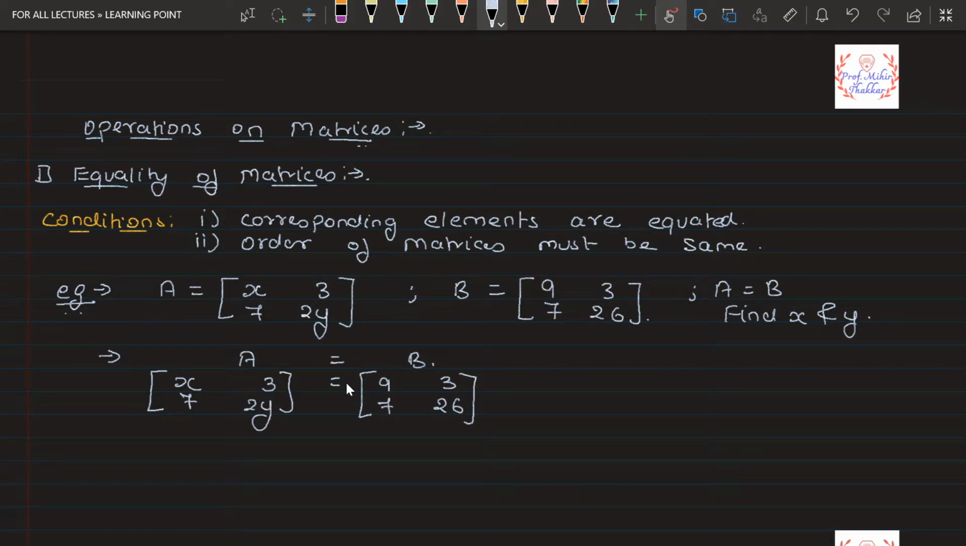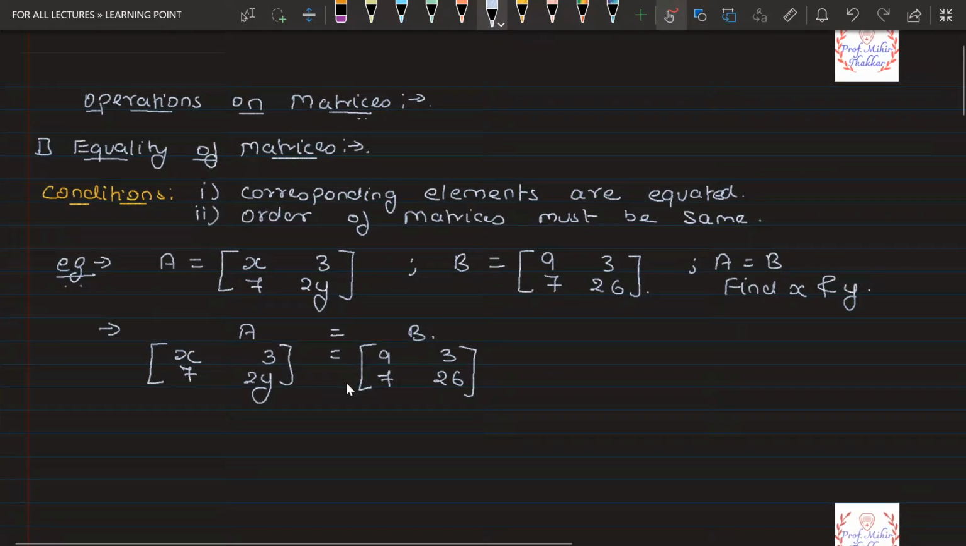Now the equality of matrices, the condition says that corresponding elements have to be equated and the order of the matrices must be same. So when you want to check the order, you have to see the order for the first, which is 2 by 2, as well as for the second is also 2 by 2. So that says that order is exactly equal in both the matrices. So first condition is satisfied.